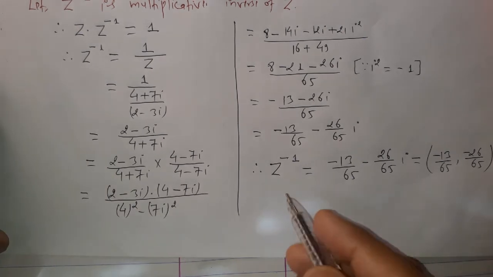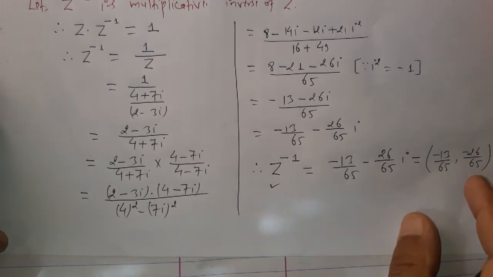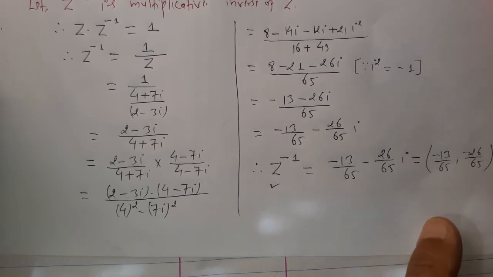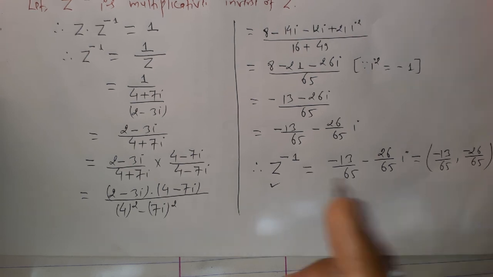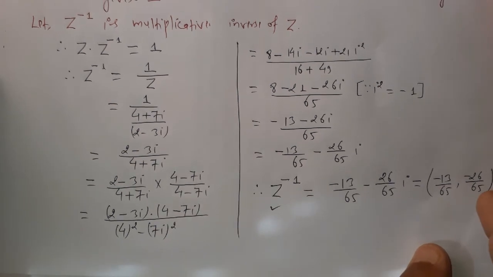Here we calculated the multiplicative inverse of the given complex number z by using the concept of the complex conjugate. It is the easiest way of finding the multiplicative inverse of any complex number and the division of complex numbers by complex numbers.